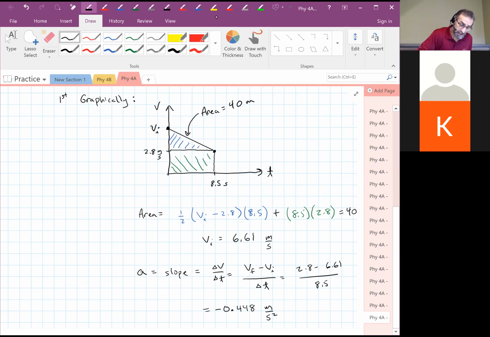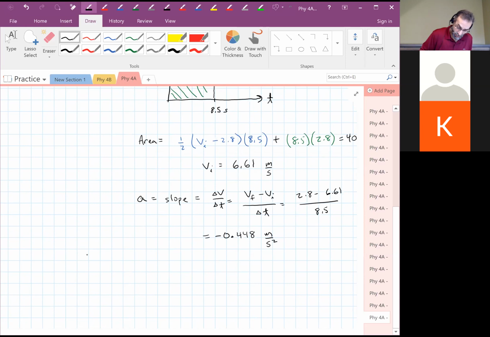All you need to do is find the area under this shape, right? You're finding that area. However you'd like to do it is fine. I decided to break it up into a triangle and a rectangle. Okay, now let's take the second approach. We'll use our kinematics equations.